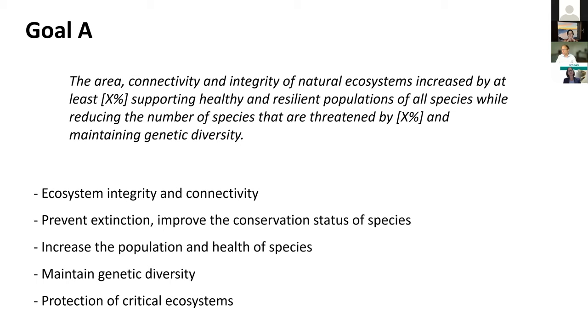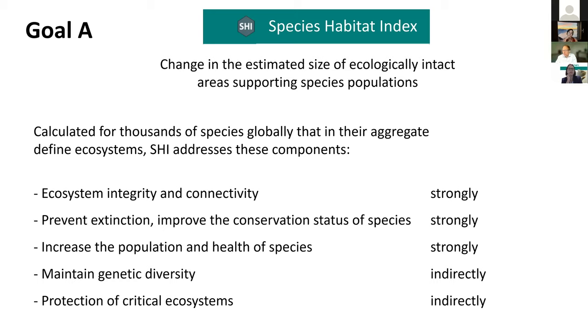So how does this matter in the larger global biodiversity framework? Let's remind ourselves of goal A, right? Area and connectivity and integrity of natural ecosystems increased by a certain amount, supporting healthy and resilient populations while reducing the number of species threatened and maintaining genetic diversity. With these particular components listed at the bottom, the species habitat index contributes really strongly to the first three in particular. So it really strongly is able to capture, when calculated for thousands of species, that ultimately in their aggregate define ecosystems. Ecosystems are defined by their species. They're nothing without the species that actually constitute them. And that becomes even more obvious as we begin to include tree species, plant species in this assessment.